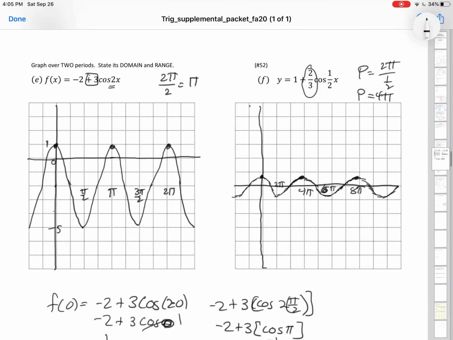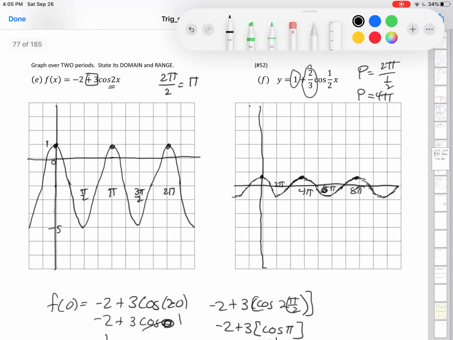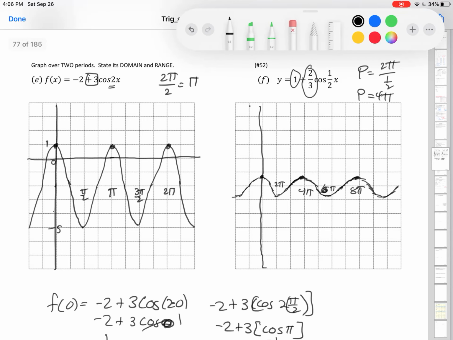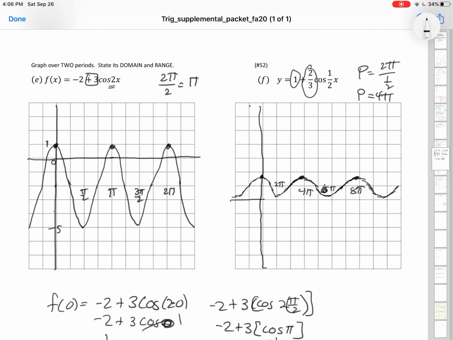So what if I now take into account that we're being shifted up 1 unit? So what does that mean? That means this whole graph is being shifted up 1 unit. So it means I need to take my line and move it down 1 full unit, and be right here. Now let's check something out. Let's check out cosine. Let's check out putting 0 in there.